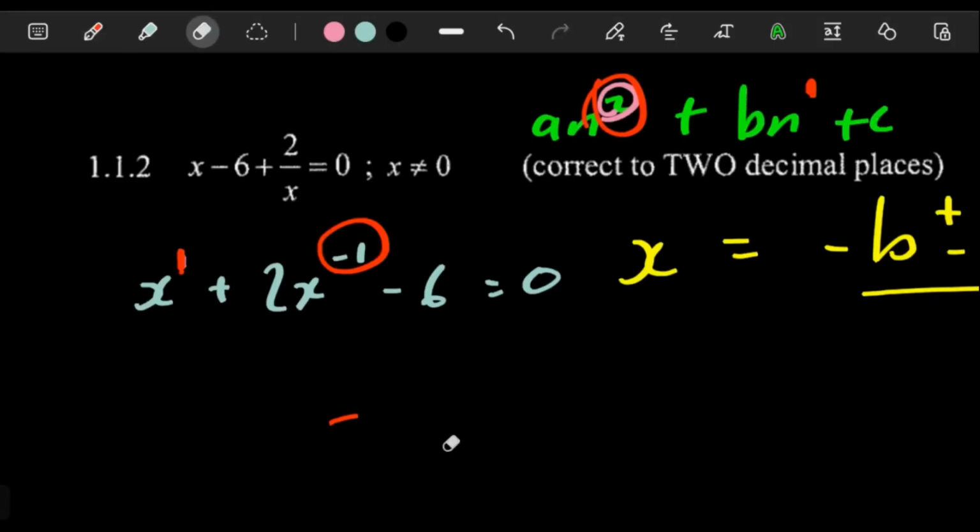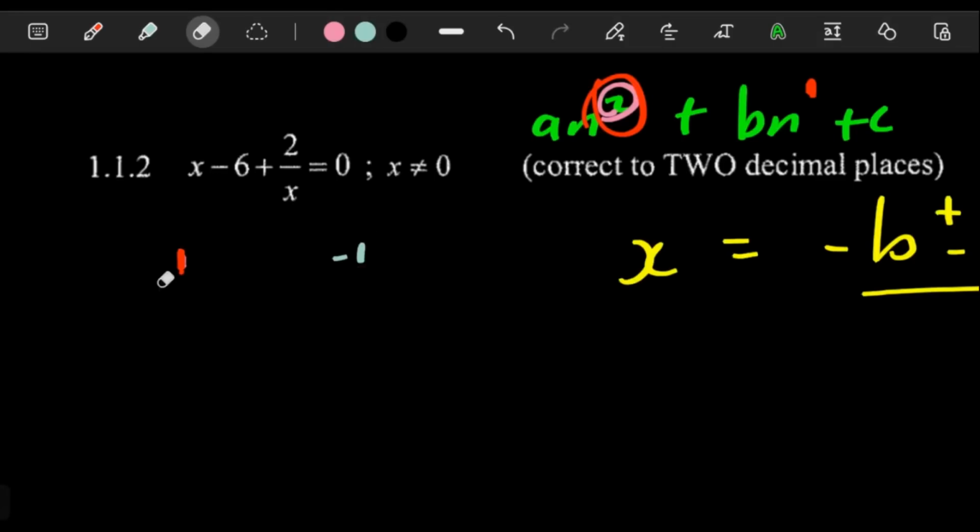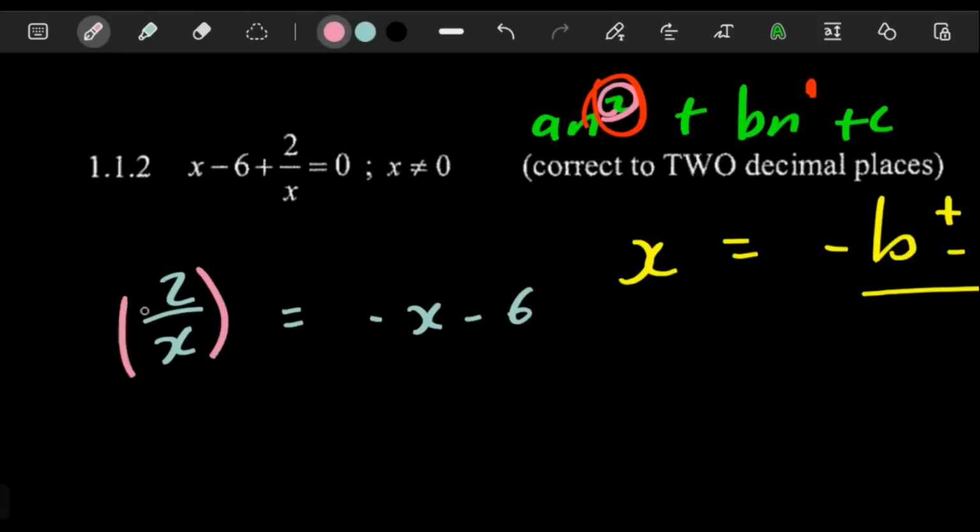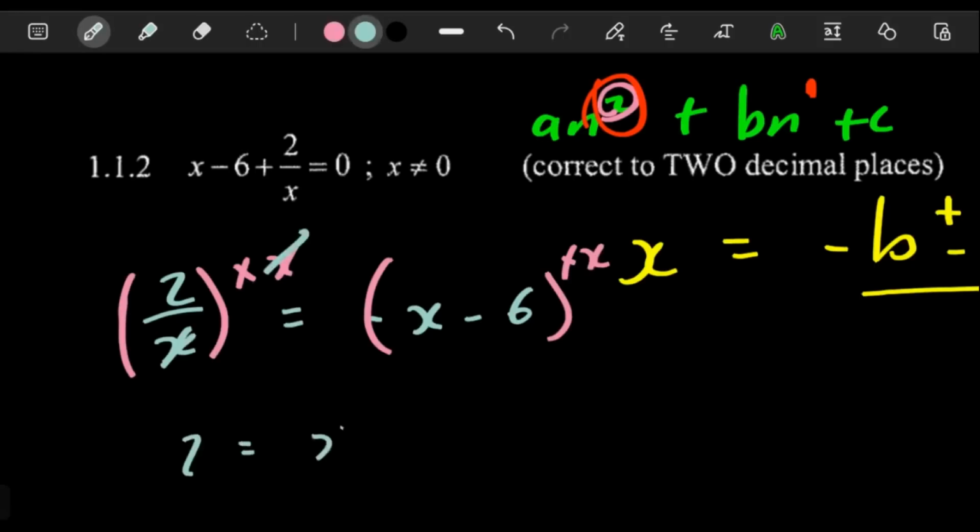So what we can then do is just leave this fraction the way it is over here. We can take everything to the other side. We're going to have negative x minus 6. Now obviously we don't like working with fractions, so we can multiply this by x, multiply this by x, and then the x will cancel out. This is going to give us 2 is equal to x times negative x here minus 6.